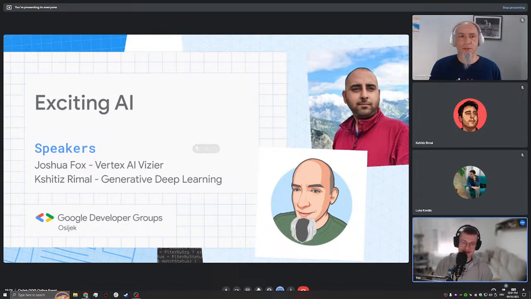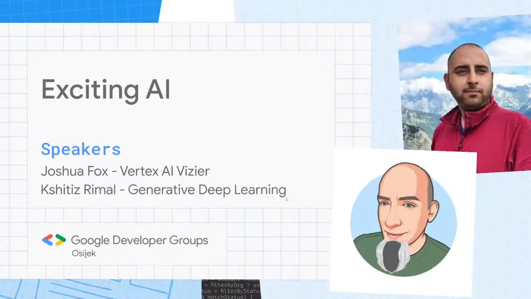We'll quickly start off with a small presentation on what GDG is and what our talk is going to be about today. We'll be talking about exciting AI today. We have two really cool topics. First off, we'll have Joshua who'll talk to us about Vertex AI Vizier, which is a pretty cool Google tool that it seems like not a lot of people have heard about, but it's actually very useful. Next up, after a small Q&A session, we have Kshitiz, who will talk about generative deep learning and some of the tools that you can use today that will help you generate things like art and stuff like that, and how you can actually use them in your daily lives.